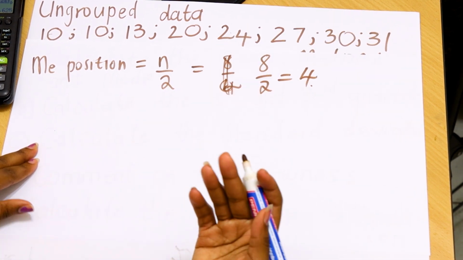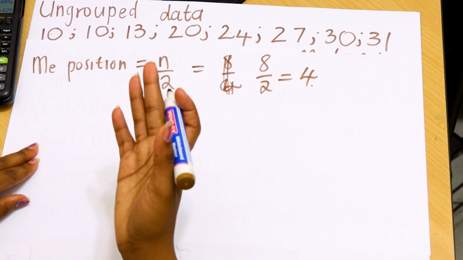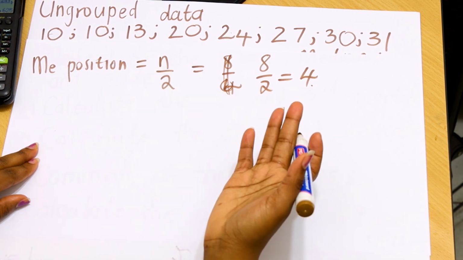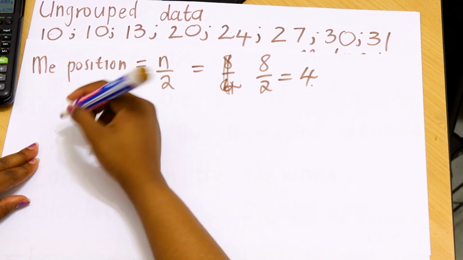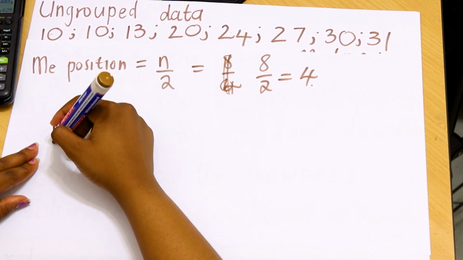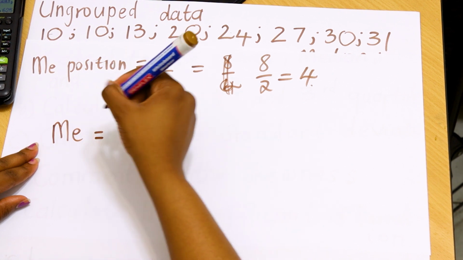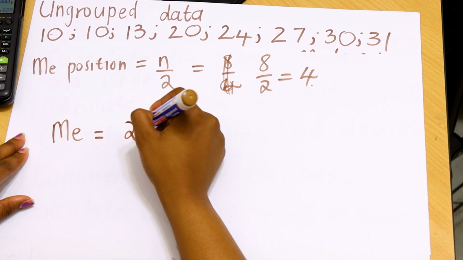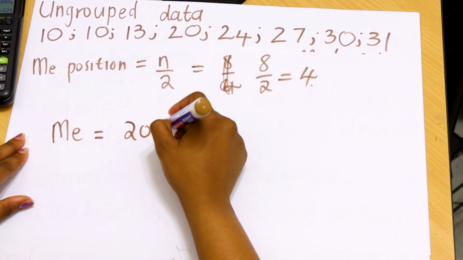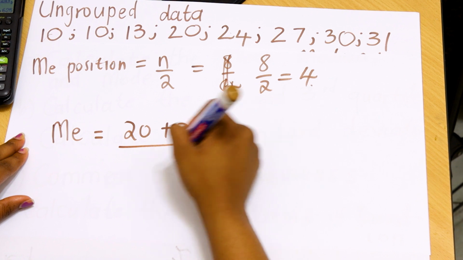And what does that mean? We go to the number on the fourth position, and the number next to it, we sum them up and divide by 2. So we average them, and that will give us the median. The median is equal to, on the fourth position we have 1, 2, 3, we have 20, and the number next to it is 24, divided by 2.